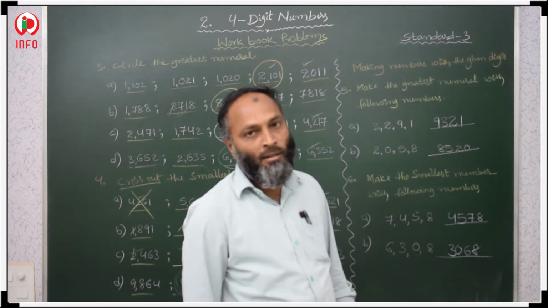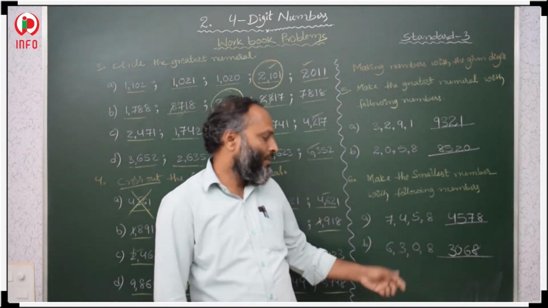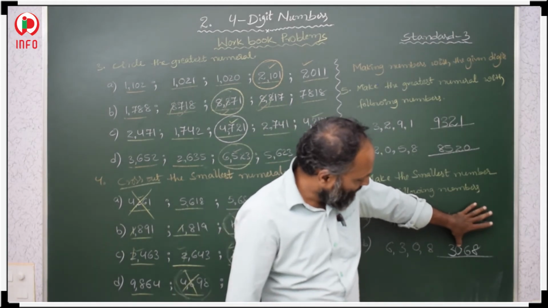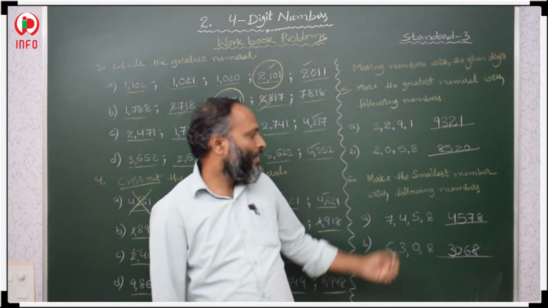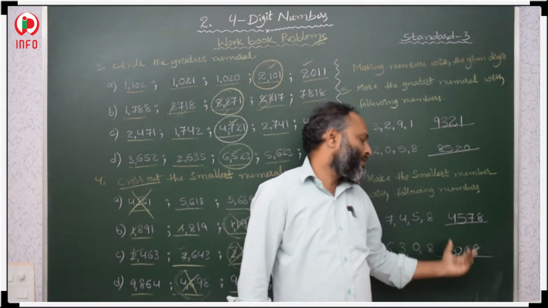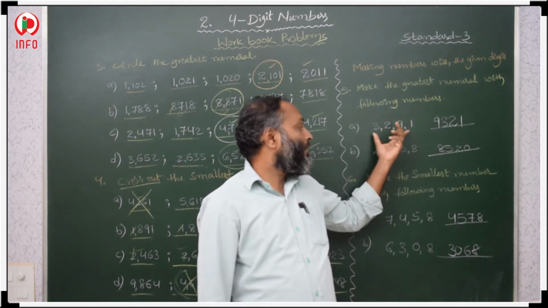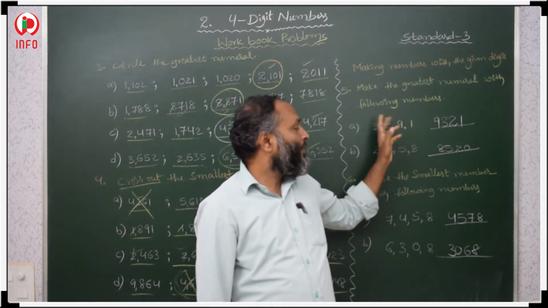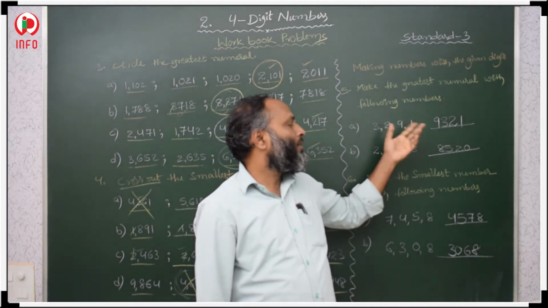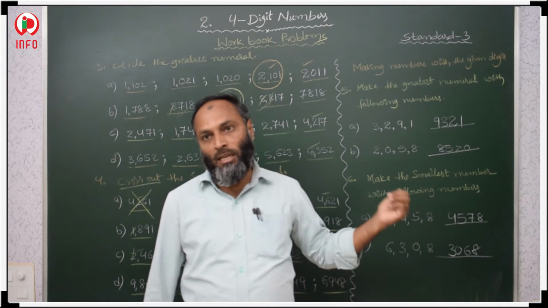6, 8 in ascending order, increasing order. Okay. So in this way we have to arrange the given numbers in the smallest and greatest form. How to arrange the smallest form we explained, and by using these numbers, how to make a greater number and how to make a smaller number. So this is the procedure.